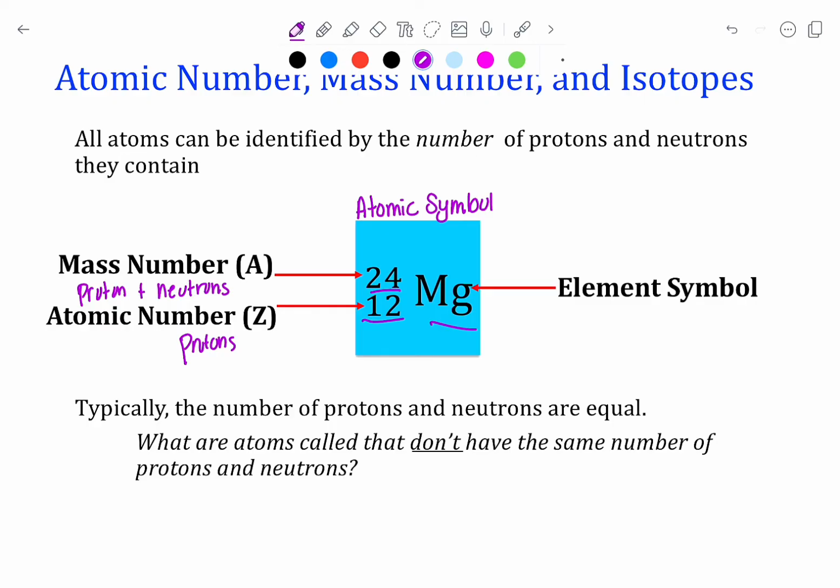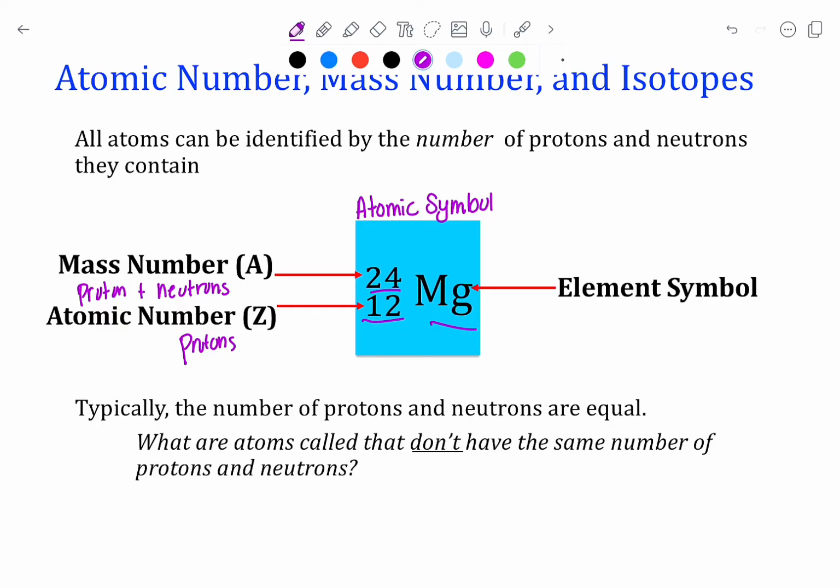Typically, in a lot of our earlier elements on the periodic table, the number of protons and the number of neutrons are equal. That is not always true. There are some elements that have a different number of neutrons and protons in their elemental form, but we're not going to worry about that. We're just always going to assume that our number of protons and our number of neutrons, when we're looking at just what's on the periodic table for right now, is equal.